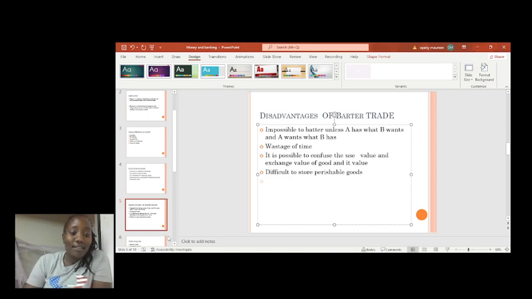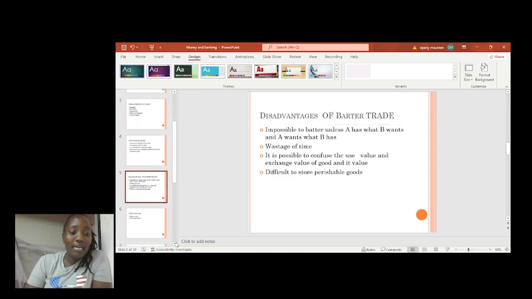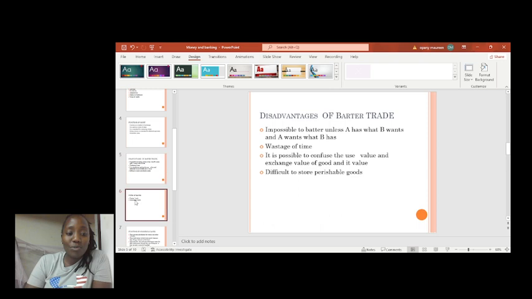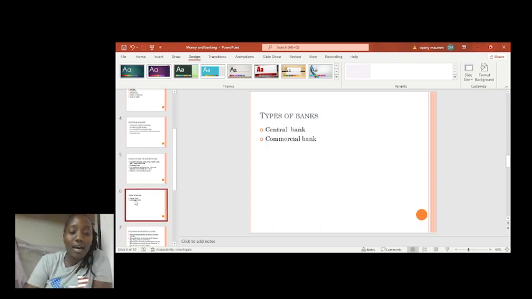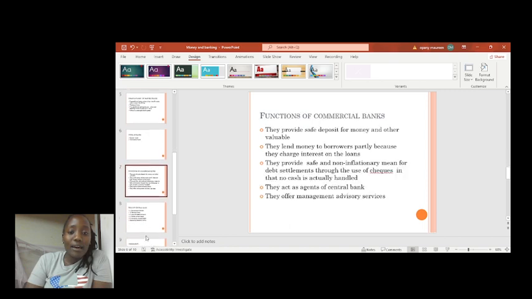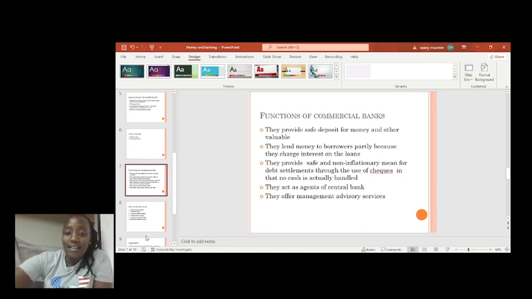And then we have the other part. Since we are talking about money and banking, we can also look at types of banks. We have central bank and commercial bank. Then we have functions of the commercial bank. The first one is they provide safe deposit for money and other valuables. So this is where you take your money to the bank for safety. The second one, they lend money to borrowers. So this is whereby when you go to the bank, sometimes you can seek loans, which you will later pay with interest.